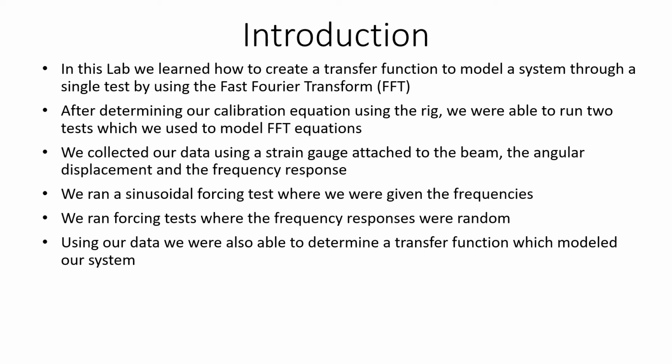After doing this, we attached our beam to the Quanzo servo motor plant and ran two tests. One sinusoidal forcing test, where we were given the frequencies, and one random forcing test, where they were randomly generated. We then used our data for the fast Fourier transform method to model our system and create a transfer function which modeled it. We also plotted our experimental data for our fast Fourier transform equation for both the sinusoidal and random tests in order to determine how well they represented our system.